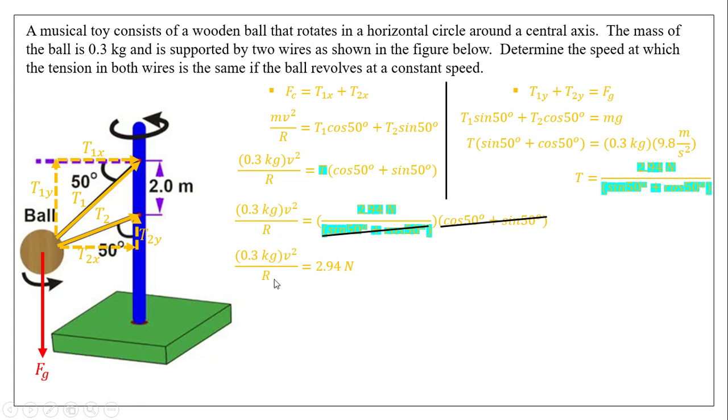But here I don't know what r is. Again, I need to find v, and I don't know what r is. And the diagram tells you that the distance between the two pivots here, where the two strings are tied, is 2 meters. So I'm just going to use that information to find r. So to get v squared by itself, I'm just going to multiply both sides by r, and then divide both sides by 0.3. So all I need to do is find r, and then I can just square root that and find v.